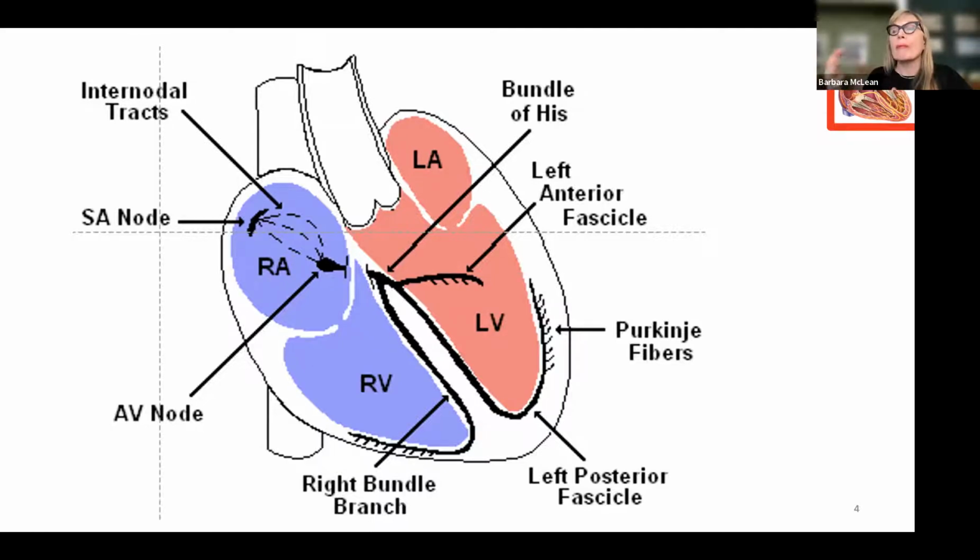And you'll remember from other times that we've had class that the right bundle and the left anterior fascicle actually receive oxygen delivery from the left anterior descending coronary artery, or prior to bifurcation, the left main. Now, if you have a left main full occlusion, you're probably not going to survive to get to the hospital. But if you have a left anterior descending proximal occlusion, meaning close to the aorta, you will see a patient that will present with right bundle branch block and left anterior fascicular block.